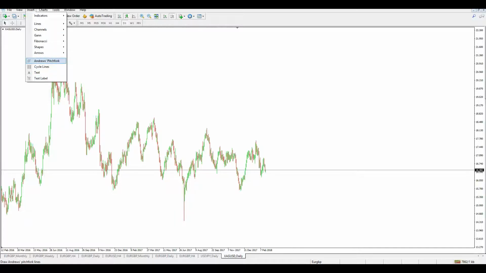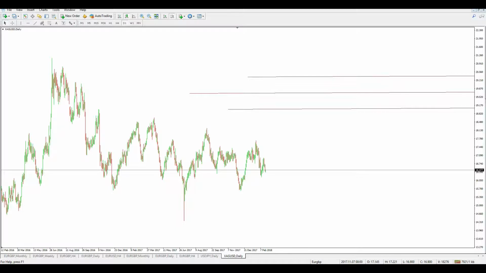There's a whole controversy with the Andrews Pitchfork because it is based on 3 points, so-called pivot points. In plain English, you need to click on the screen 3 times before applying the 3 parallel lines that make this pitchfork. Let me show you. If you select it and look at this arrow here, you see a small number 1. Let's say we click here for number 1, then the next click will be the second one, and the next click the third one, and just like that, this is the Andrews Pitchfork. Again, 3 parallel lines.